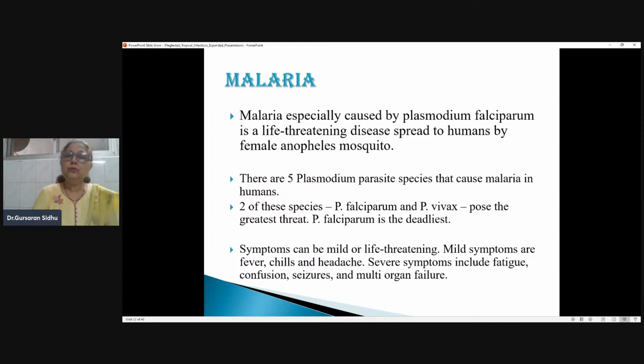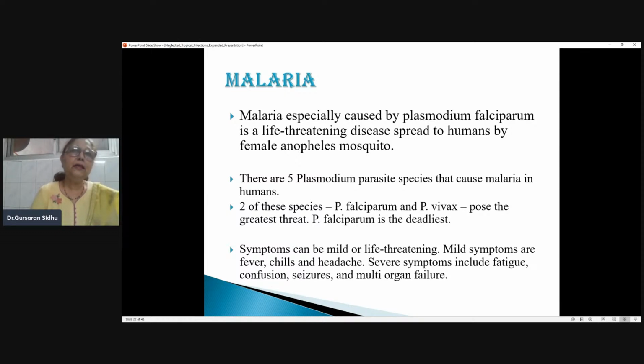Malaria is a huge, huge concern. As we know, malaria is a life-threatening disease spread to humans by the female Anopheles mosquito. And we know there are mainly five Plasmodium parasite species which cause malaria in humans. Falciparum and vivax pose the greatest risk, and falciparum is the deadliest.